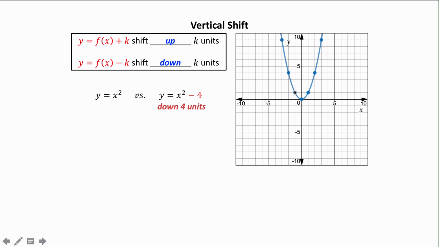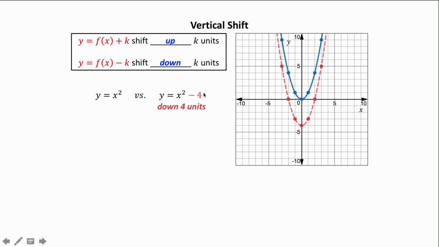So if we're looking at this graph, all of these points are going to be shifted down 4 units. So 0, 0 is going to be at 0, negative 4. 1, 1 is going to be at 1, negative 3, and so on. So we can see those points happening there. And then you would just connect your curve, and that would be your new function. So that's with vertical shifts. If it was plus 4, instead of going down 4, you would go up 4.